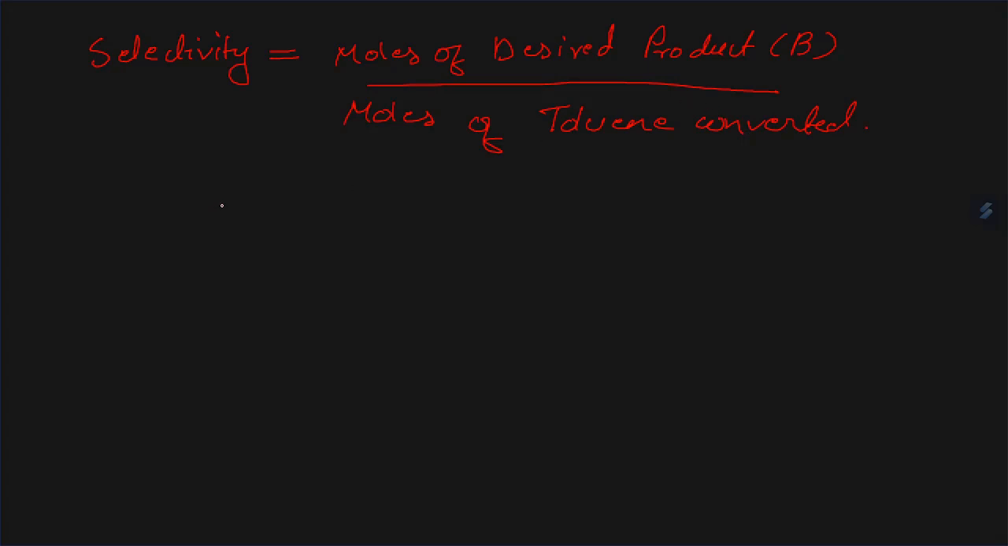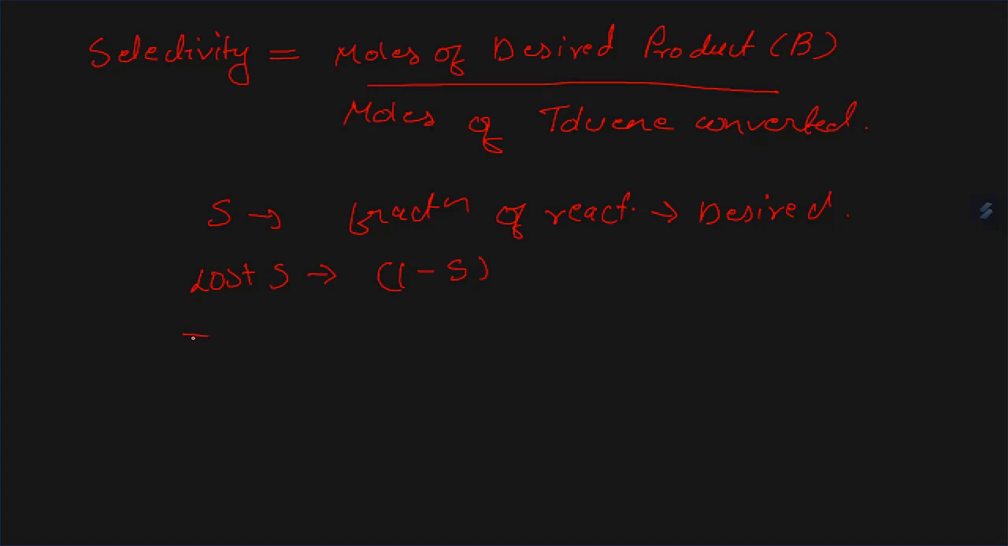So in simple language, selectivity refers to the fraction of reactant converted that ends up as desired product. It's a fraction of reactant, which is toluene here, that ends up in the desirable product. So definitely there is something undesired that is also formed, which is called lost selectivity, given by 1 minus S.